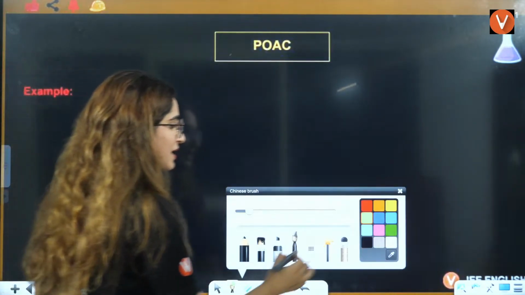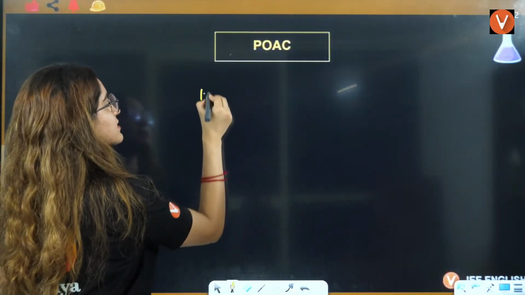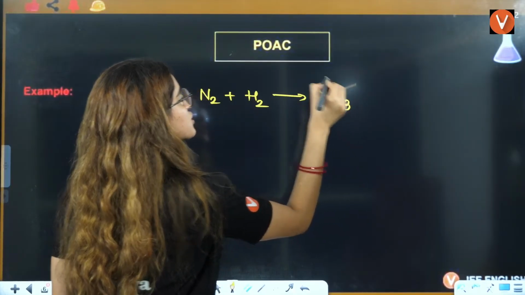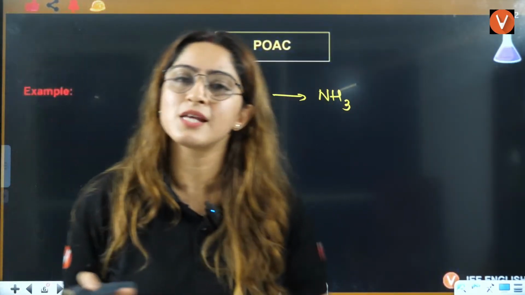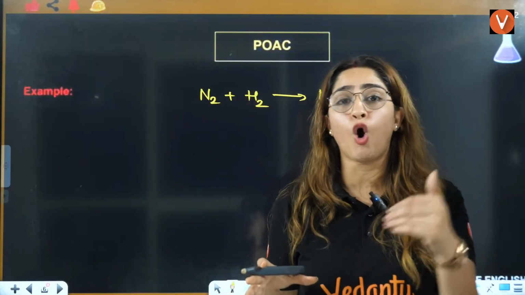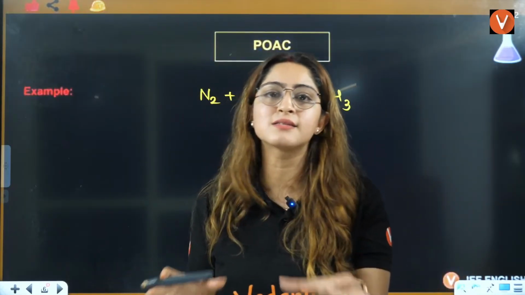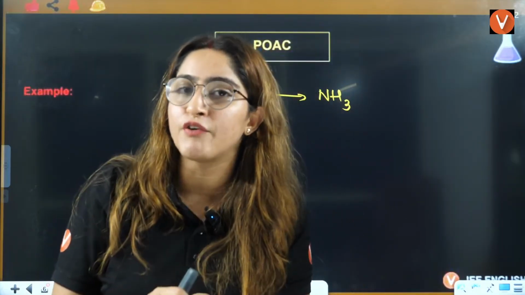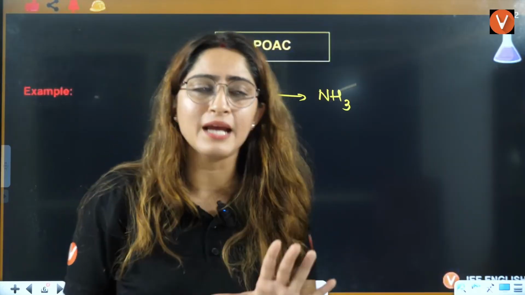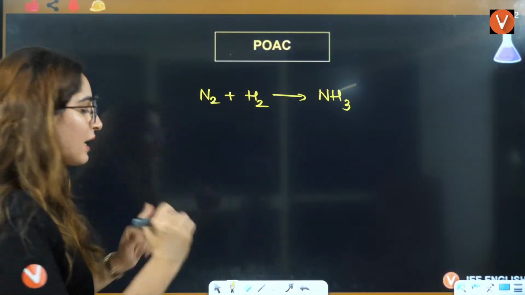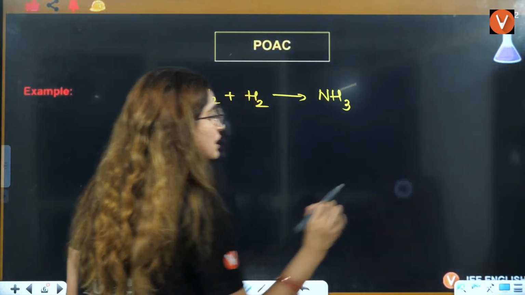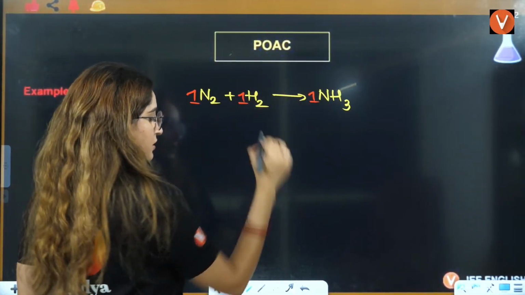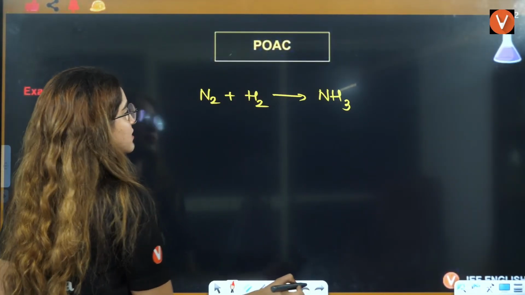I'll give you a simple example of, let's say, Haber's process. Now, I'll give you the example in such a way that we don't have to balance. See, in both POAC and the law of chemical equivalence, you don't have to balance the equation. That is the best part about POAC and the law of chemical equivalence, that balancing is not needed here, right? So we are not going to balance it. Now, what we are going to see here is that this is 1, this is 1, this is 1, right? I am not going to balance it, right?